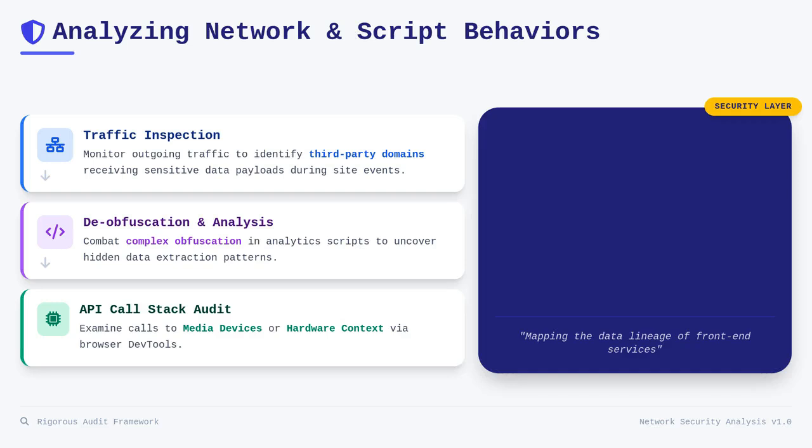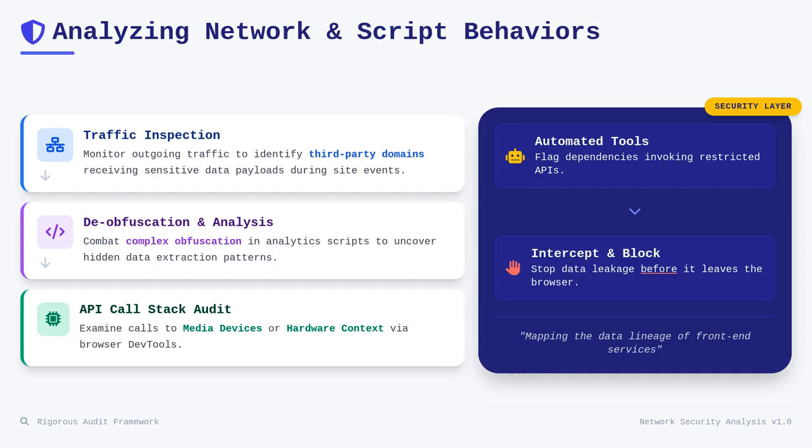Use browser development tools to examine the call stack when scripts query sensitive APIs like media devices or hardware context. By monitoring the frequency and destination of these calls, you can begin to map the data lineage of your own front-end services. Automated script analysis tools can assist in this by flagging dependencies that invoke restricted APIs, allowing you to intercept these calls before they leave the client's browser.